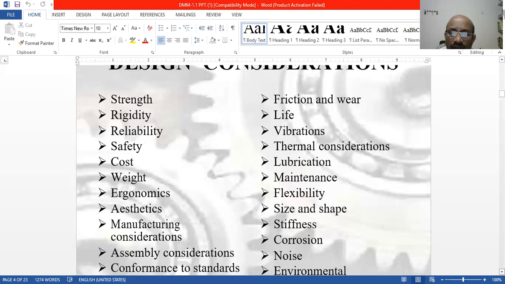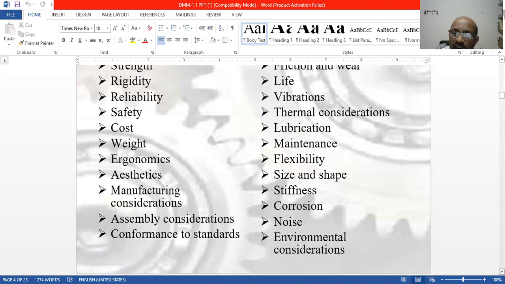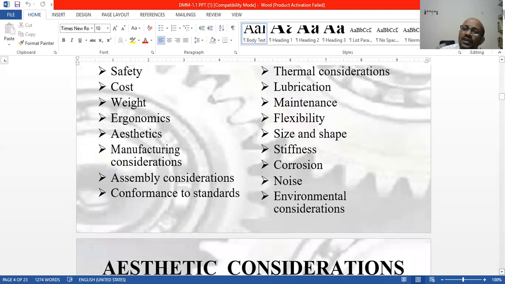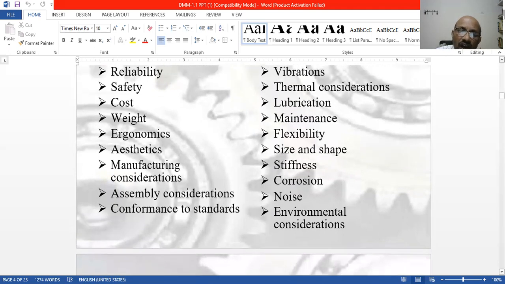Noise should not occur. Another one is that your product should be eco-friendly, and the environmental conditions should be very good. All these things should be considered. These are the design considerations of a product.